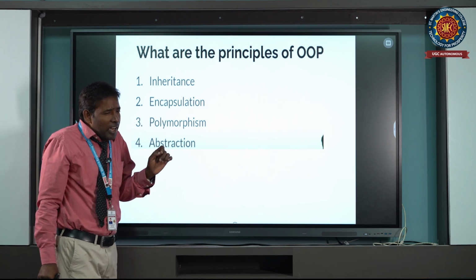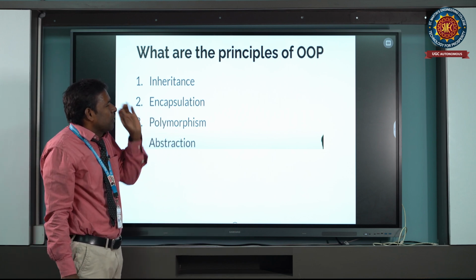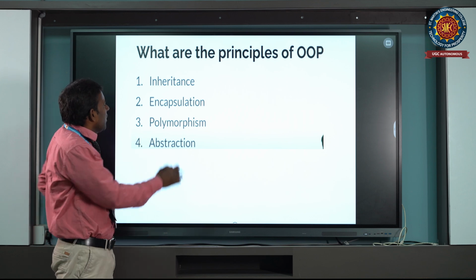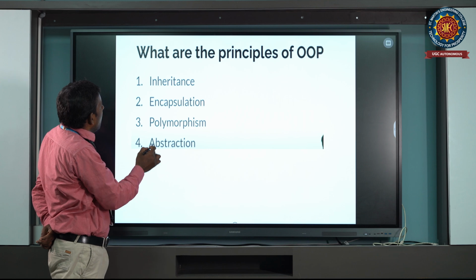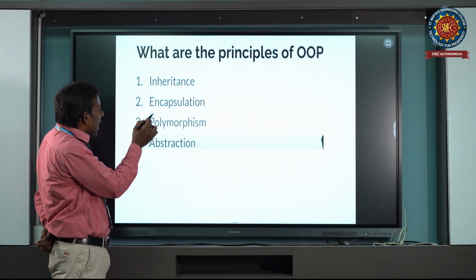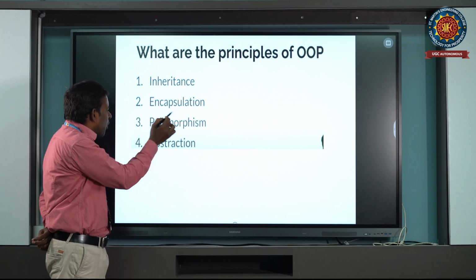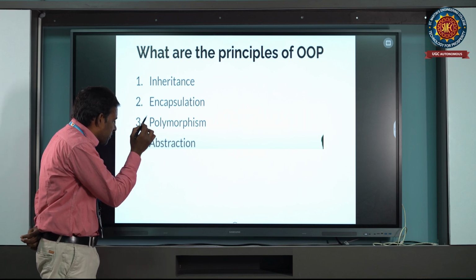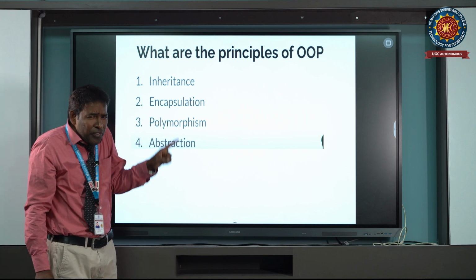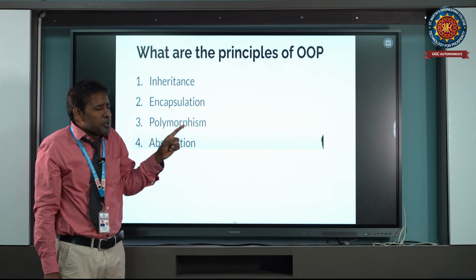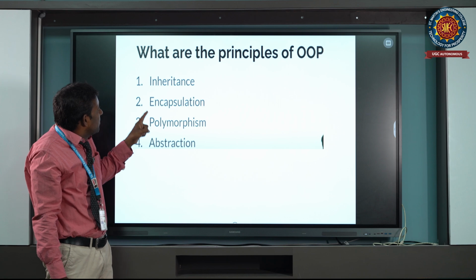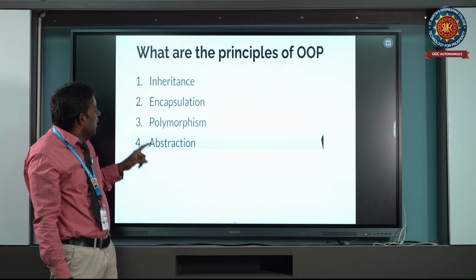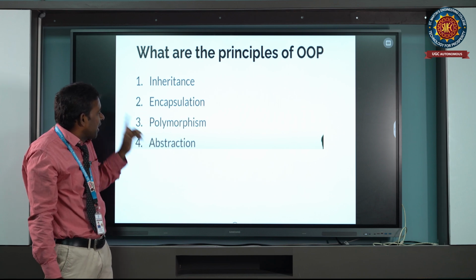Next, what are the main principles of OOPS? Object-oriented programming has inheritance, second is encapsulation, third is polymorphism, and fourth is abstraction. These are the main features of OOPS concepts. These are the main principles. You know inheritance. What is inheritance? I will explain. Next, what is encapsulation? What is polymorphism? And what is abstraction?